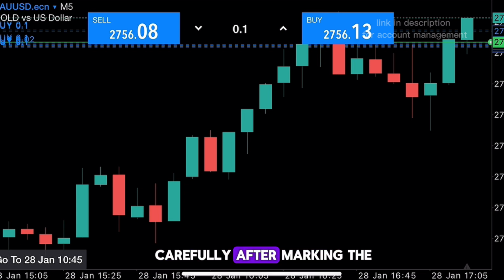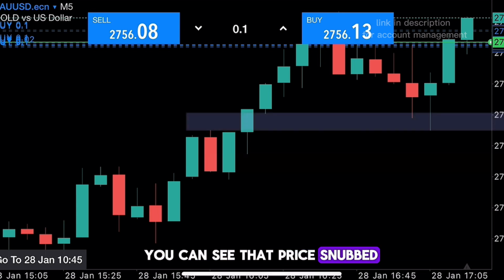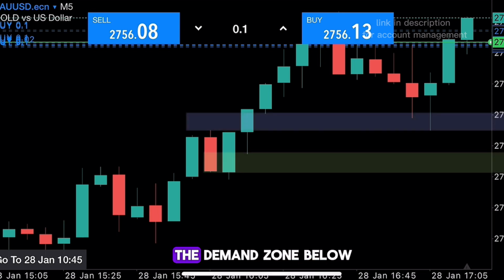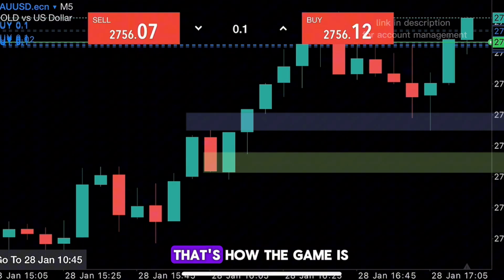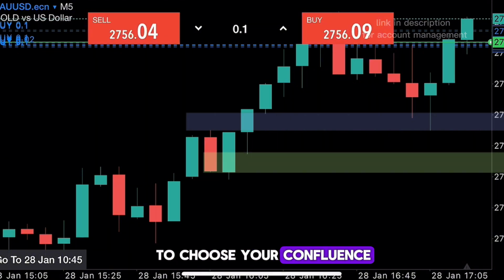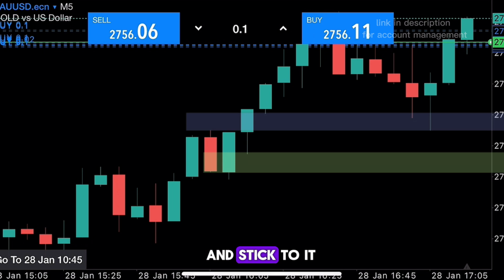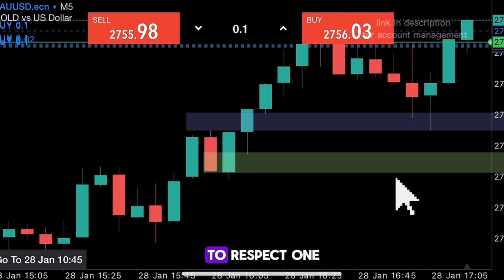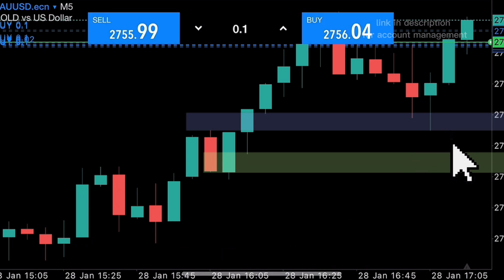And if you look carefully, after marking the FEG, you can see that price snubbed the supply zone a bit, then the demand zone below. That's how the game is. That's why you need to choose your confluence and stick to it, because most of the time price is going to respect one and it's not going to respect another one.